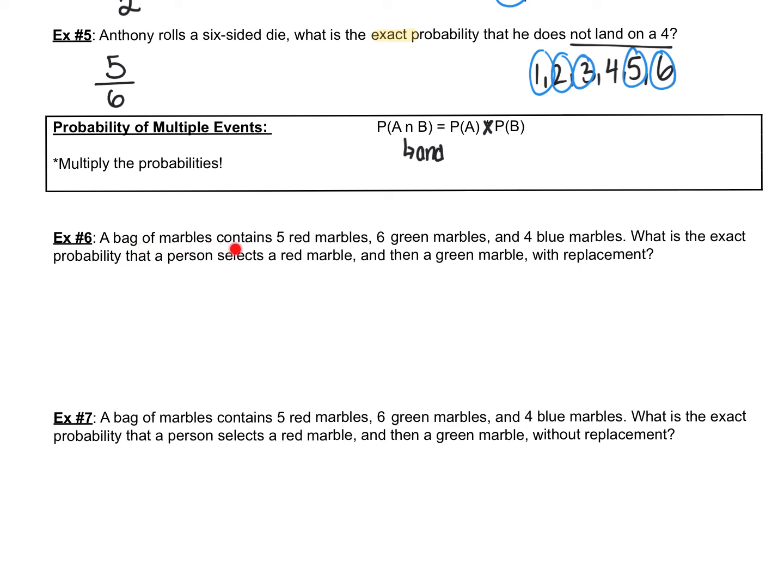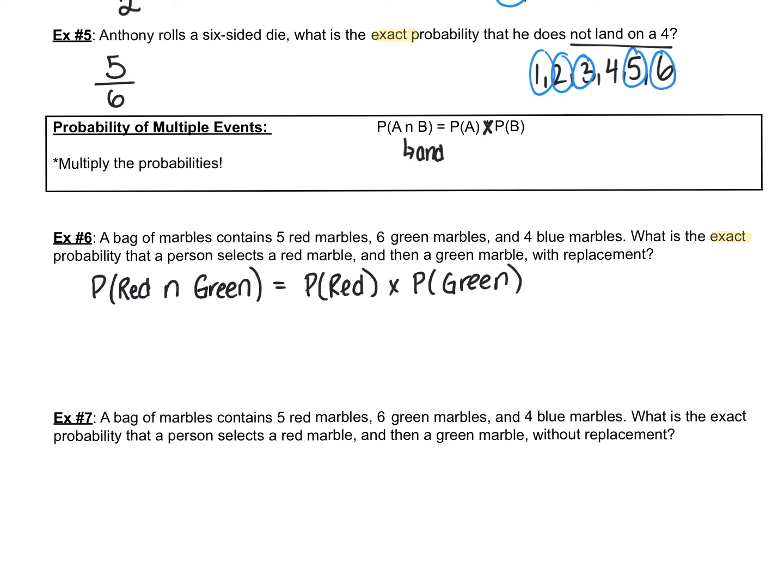It says a bag of marbles contains 5 red, 6 green, and 4 blue. What is the exact, remember exact means fraction, what is the exact probability that a person selects a red marble and then a green marble? So this is 2 attempts, right? We're doing one draw and then another. So the probability of red and getting a green. So I'm using the symbols now. So probability of red times the probability of green. That's the formula, right? We take the 2 probabilities and multiply them together.